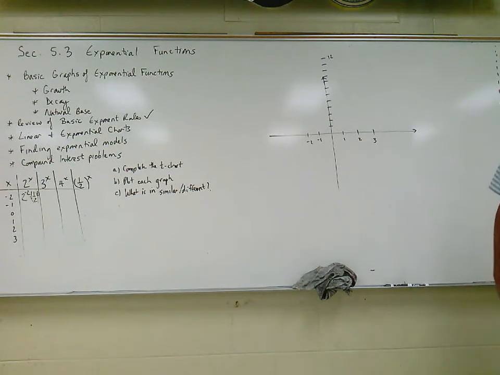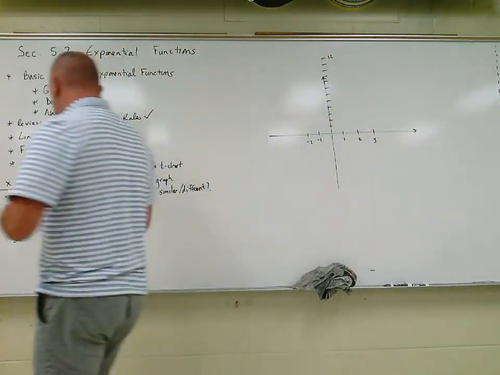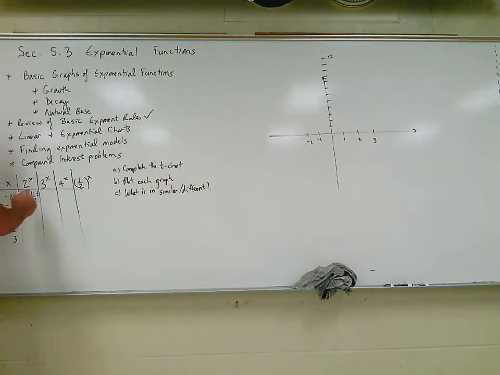Do we at least have the first t-chart done, the first column, so I can start plotting? What do you get when you plug in -1 for 2 to the x? 1/2. And the first one was what? 1/4. 1/2. What's 2 to the 0? 1. 2 to the first? 2. 2 squared? 4. And 2 cubed is?